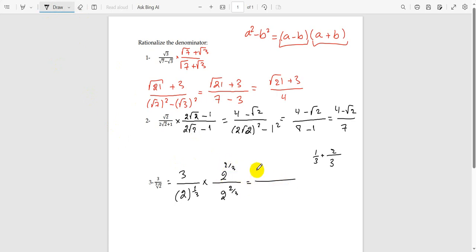And here it will be 3 times 2 power 2 over 3, and the denominator will be the same base, add the exponents. 1 over 3 plus 2 over 3 will be 1, then it will be 2 power 1, and the numerator keep it as it is.